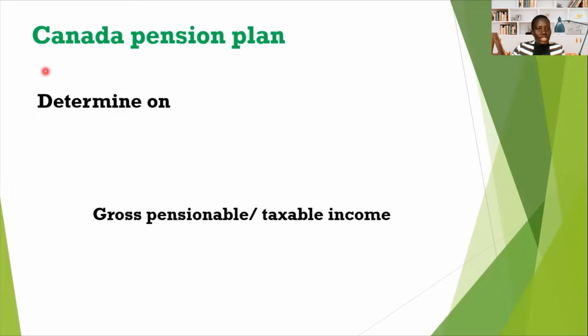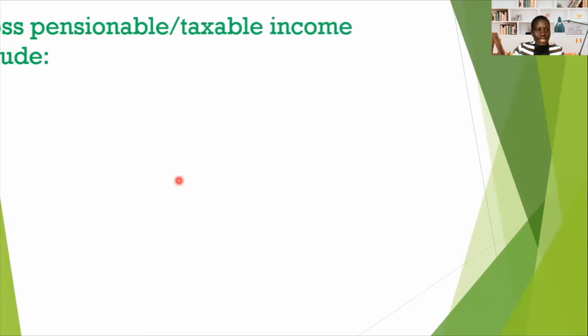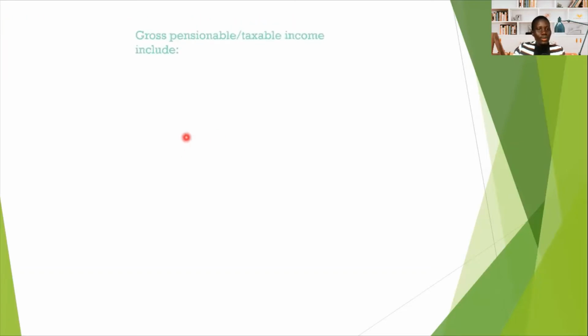The Canada Pension Plan is determined based on the gross pensionable or taxable income. Pensionable or taxable income is the amount that you calculate your Canada Pension Plan on, like all your earnings, everything, and then you apply the percentage of the Canada Pension Plan. We'll understand it more as we go on with our explanation.